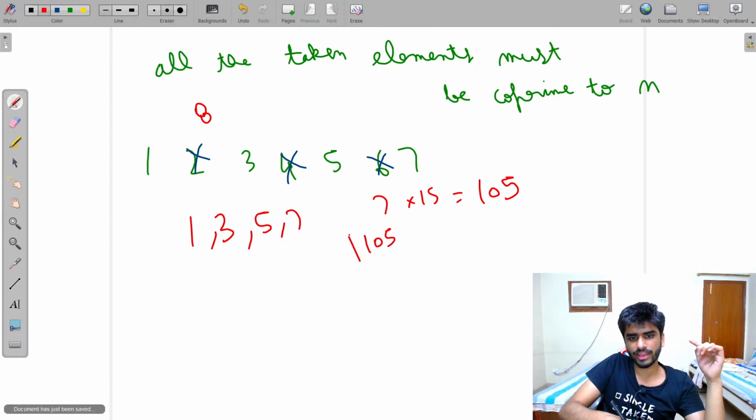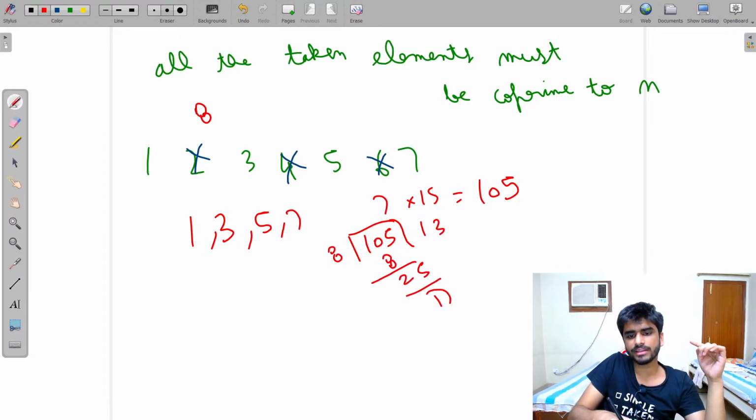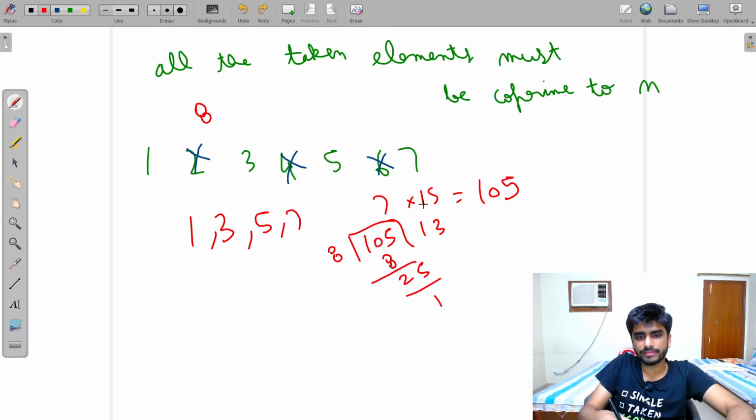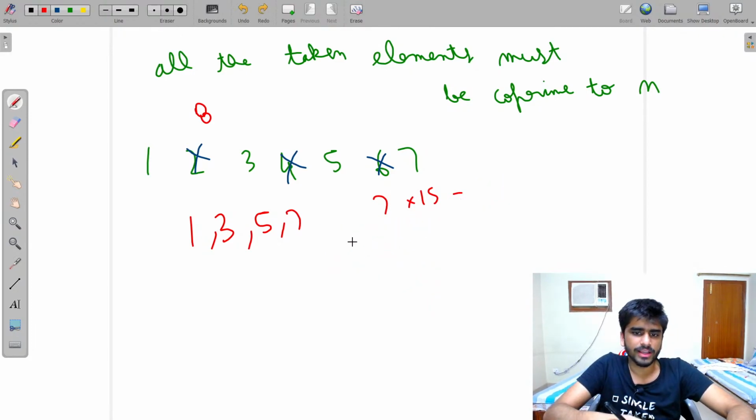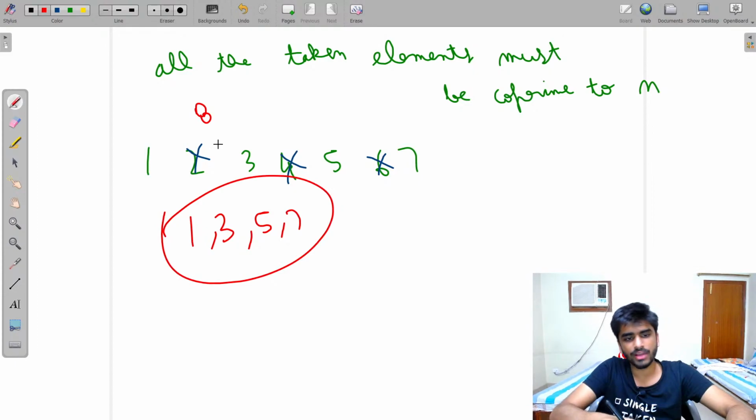Right, so 105. Let's try to divide it by 8. So we get the remainder 1, right? So yeah, this is working. We're lucky that this works, and we will just take all of these elements.